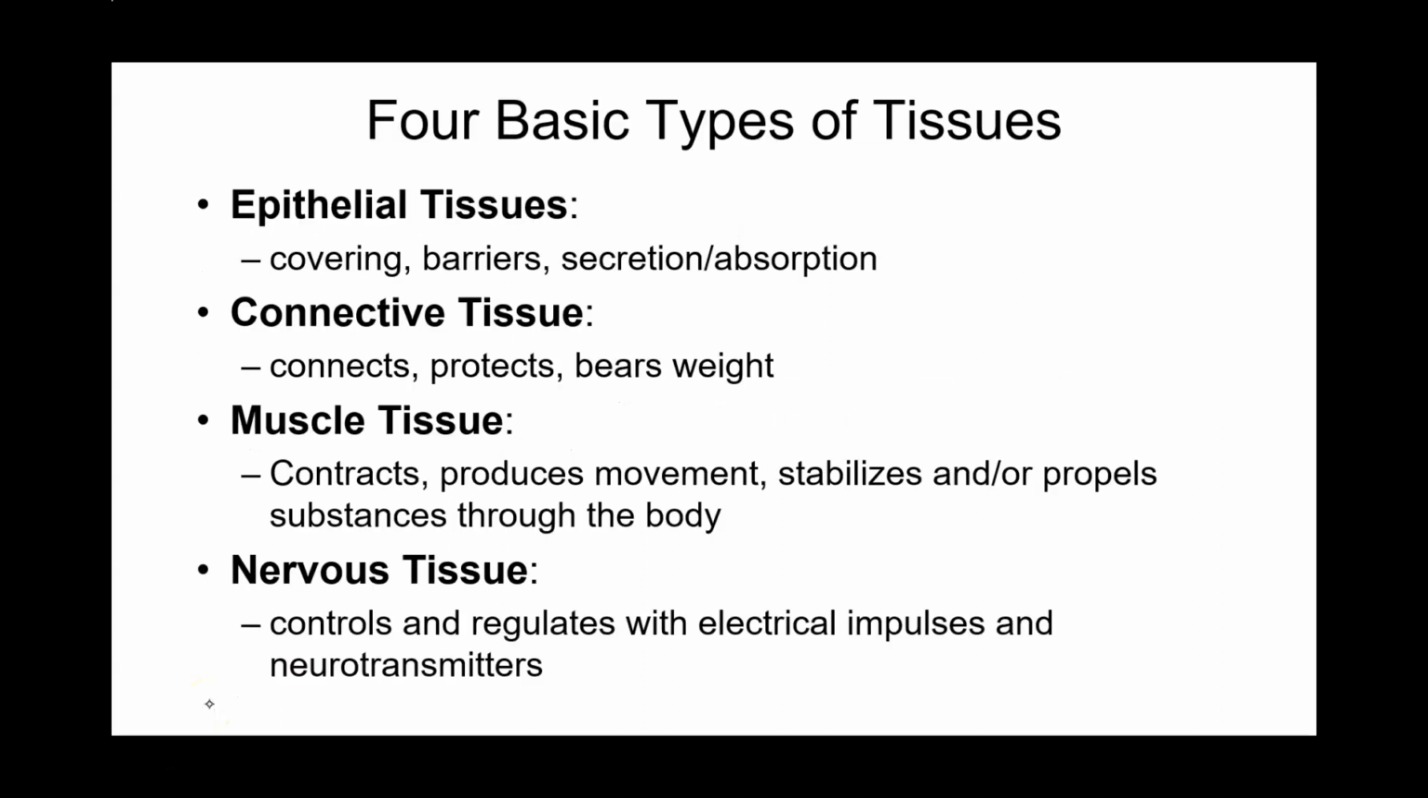So there are four basic types of tissues in the human body. There are epithelial tissues, which generally speaking form coverings and barriers and can be involved with absorption and secretion. Absorption is active uptake of materials. Now remember, the word active means that it's energy consuming, right? And secretion is active release. Right? And again, the word active means that it is energy consuming or requiring.